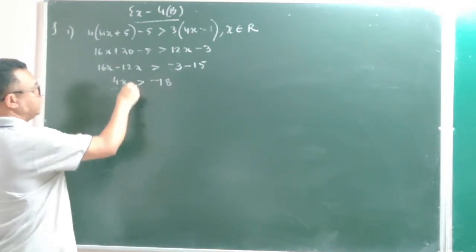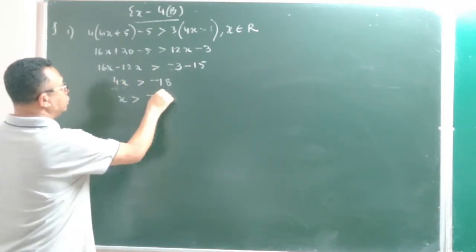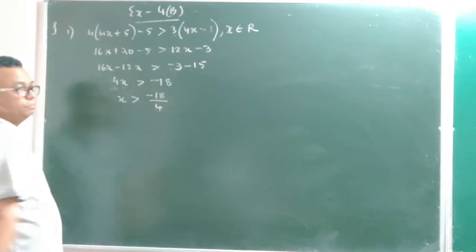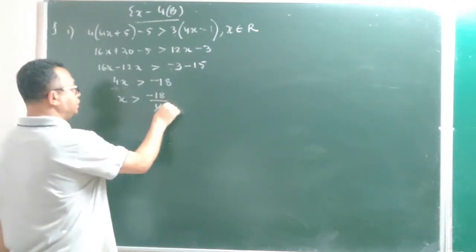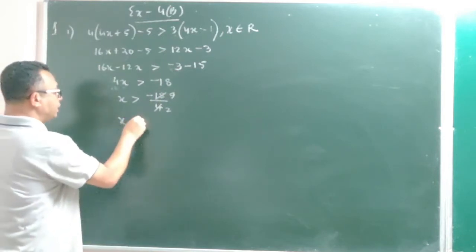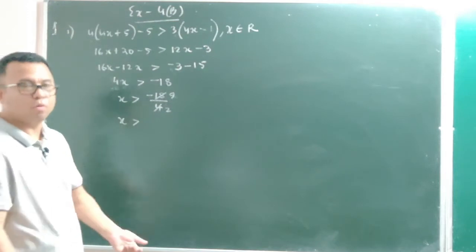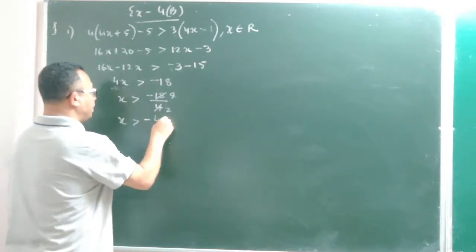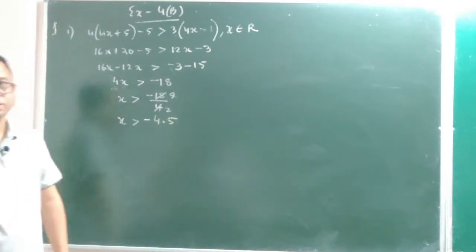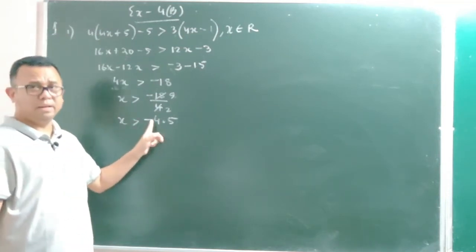other side, so x is greater than, 4 will go there and divide, so it is 18 by 4. So if I cancel this, this is 2, this is 9. So x is greater than, now if I divide 9 by 2, it is 4.5. So let me write this as minus 4.5. Alright, now x is a number which is greater than minus 4.5.